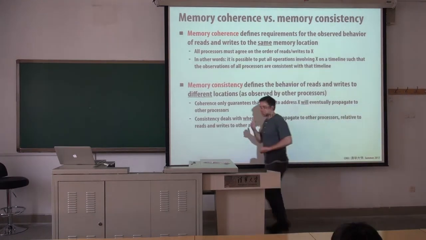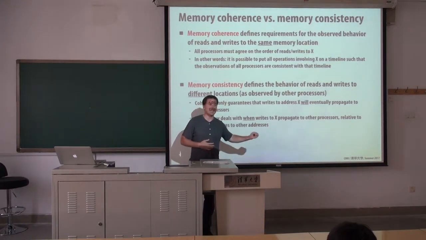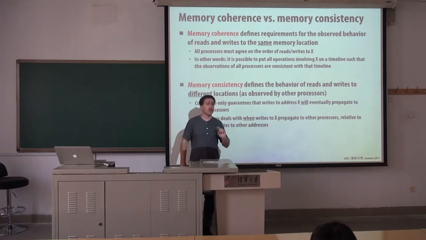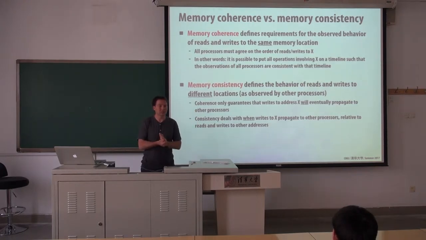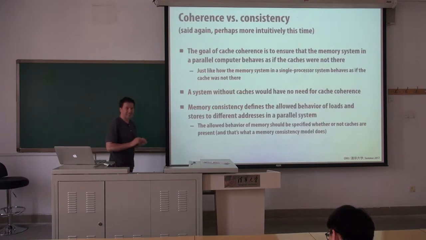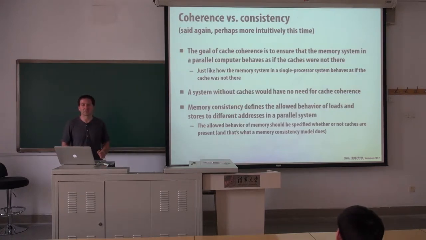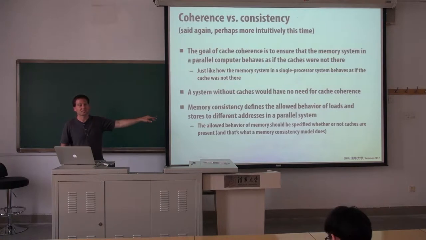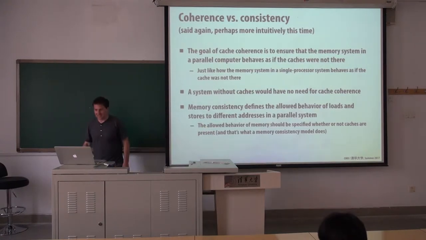Memory consistency defines the order of reads and writes to different variables. Remember in the demo, when student 1 had X and student 2 had Y, whenever student 1 did something to X, student 2 said, I don't care, I only have Y. Now we're talking about sequences of operations that are writes to X and Y, two different variables. To say this again, the goal of cache coherence is to make the computer appear as if the caches were not there. So if we did not have caches, you could ignore the last two lectures. This lecture applies even if you don't have caches. It's about stores to different addresses.